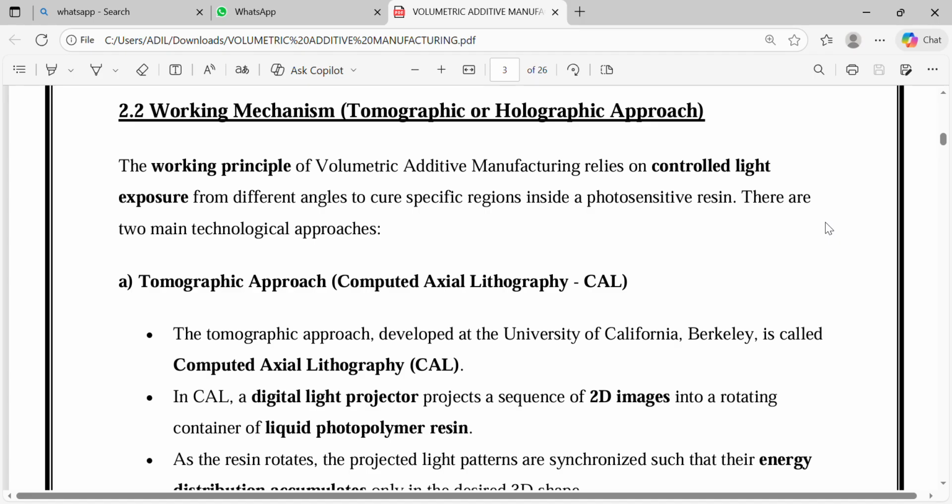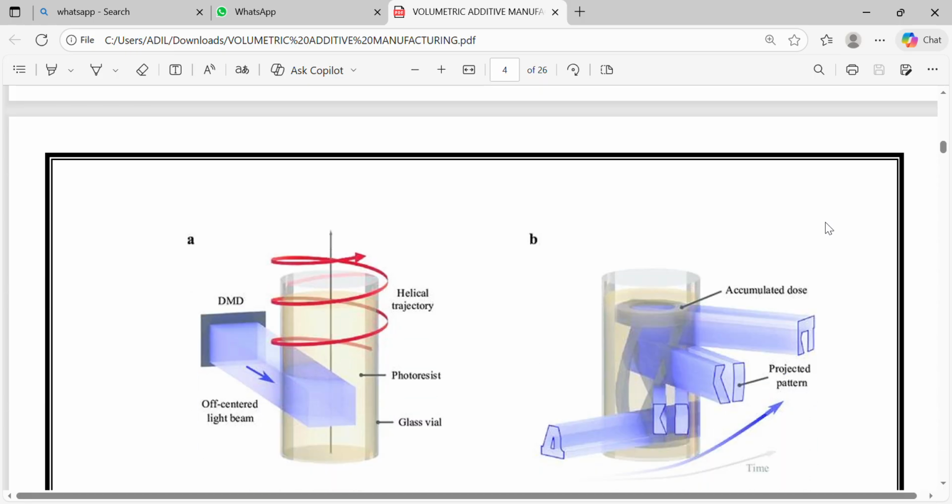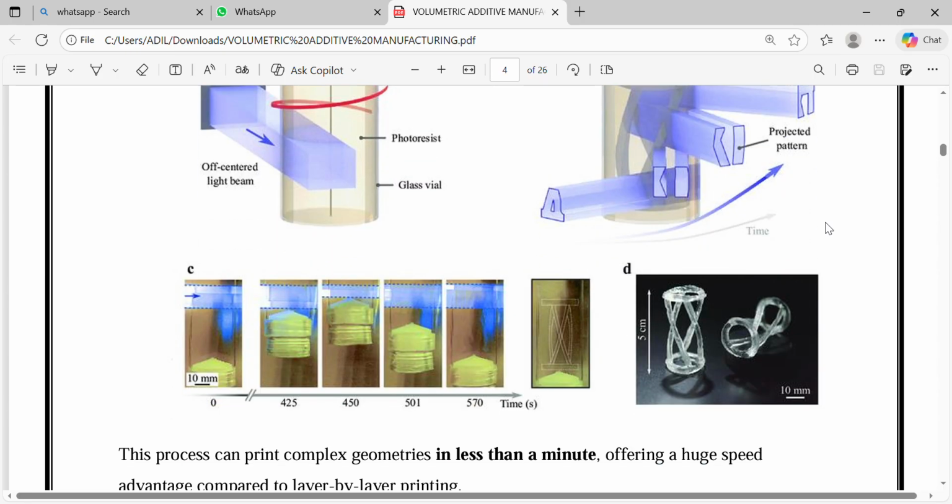As the resin rotates, the projected light patterns are synchronized such that their energy distribution accumulates only in the desired 3D shape. Once the resin absorbs sufficient light energy, the target region polymerizes or solidifies while the surrounding material remains liquid and can be drained away. Here is a key diagram.